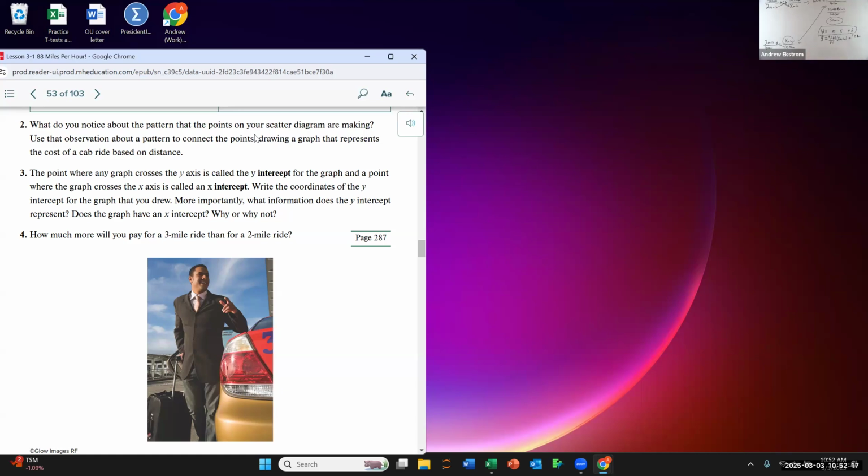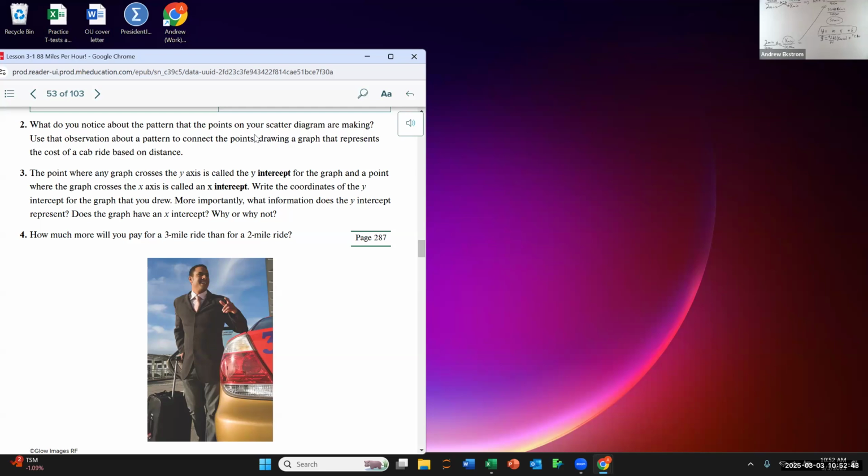So if we want to go 10 miles versus 12 miles, what's the difference in price going to be between 10 miles and 12 miles? Well, it's $2.60 per mile. What's the difference between 10 miles and 12 miles? 2. So 2 times 2.60, so it's going to be an extra $5.20.